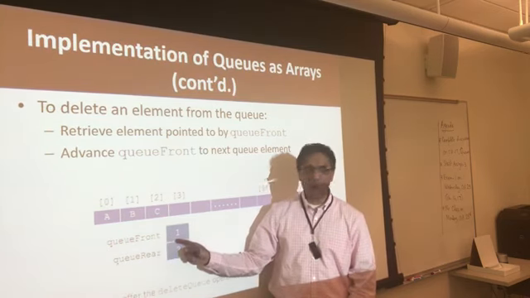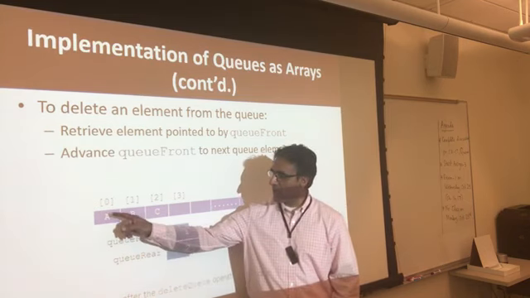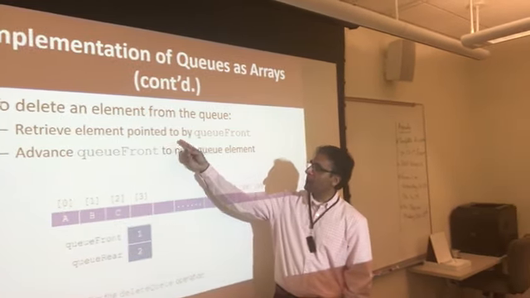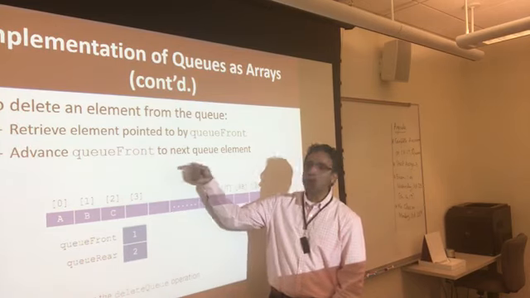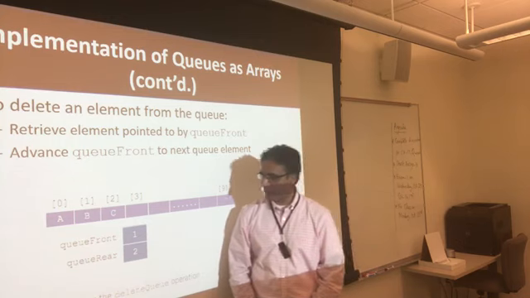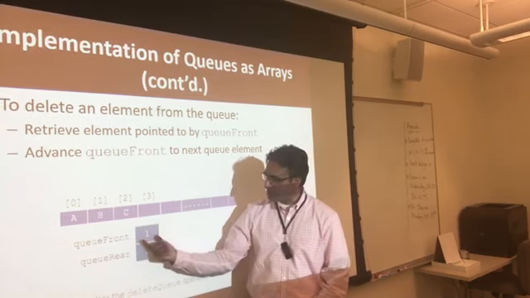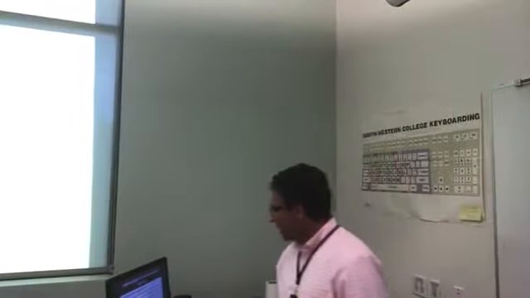Queue front is from 0 to 1. It's incremented to 1 because this particular element has been processed. Retrieve element pointed to by queue front. Advance queue front to the next queue position. Really simple concept. So if I really process that to the next position, I will be in the right place.